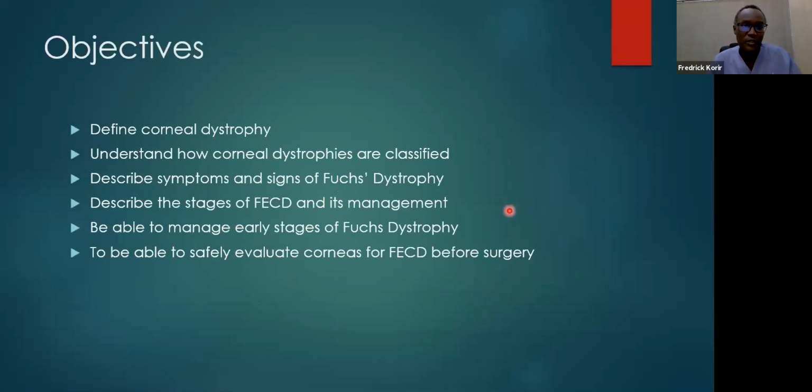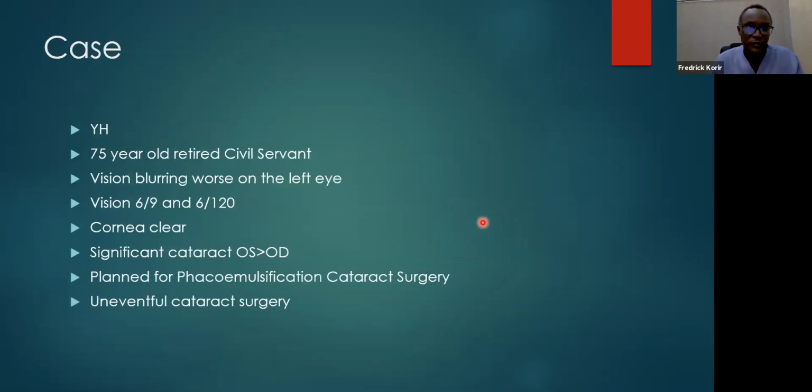So our main objectives are basically to define what a corneal dystrophy is, understand how corneal dystrophies are classified, just an overview, then describe symptoms and signs of Fuchs dystrophy, describe the stages of Fuchs endothelial corneal dystrophy and its management, be able to manage early stages of Fuchs dystrophy, and finally to be able to evaluate corneas with Fuchs endothelial dystrophy for cataract surgery.